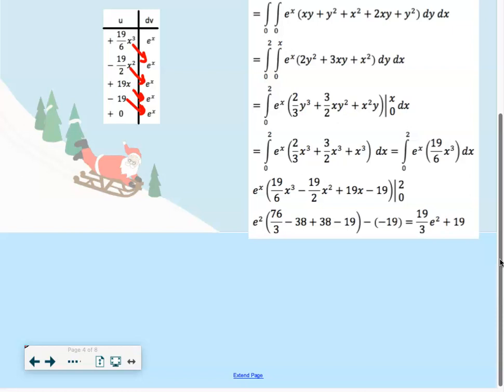Now, the main point here was, can you do a triple integral? It's just like doing a double integral, except now you do a z, a y, and an x, not just a y and an x.